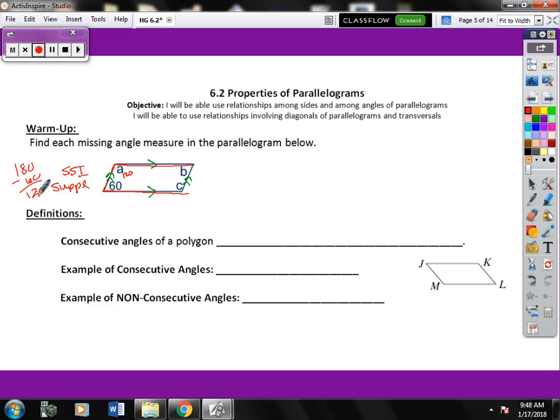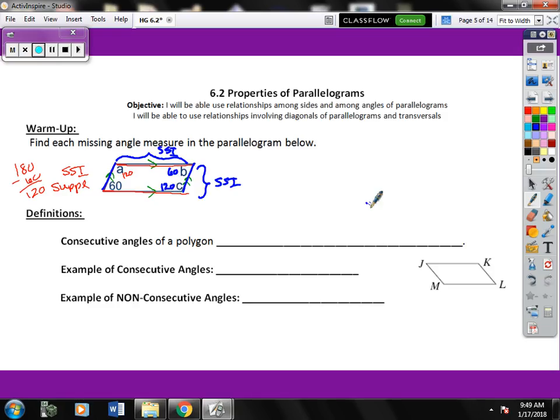Now, we also know that this line is parallel to this line. So these two angles, A and B, these would also be same side interior, which are supplementary. So 180 minus 120 will get me 60. And similarly, these two would also be same side interior. Remember, in a trapezoid, you don't have all four, but in a parallelogram, you would, because you have two pairs of parallel sides, which would make this 120.